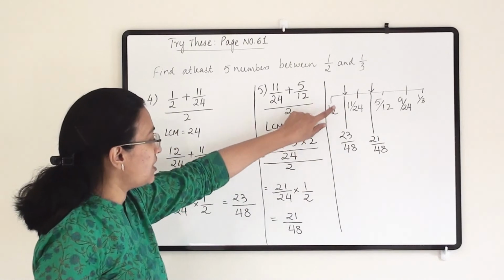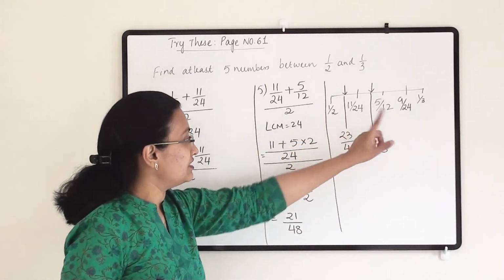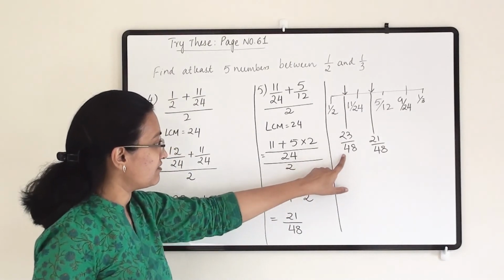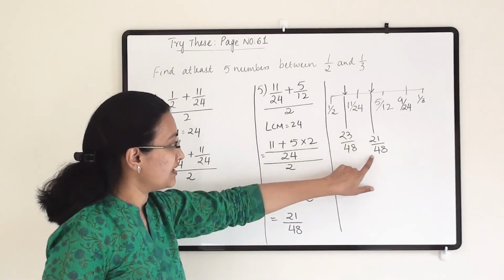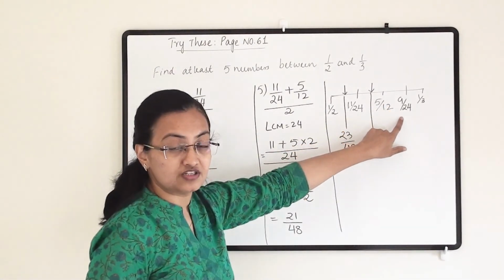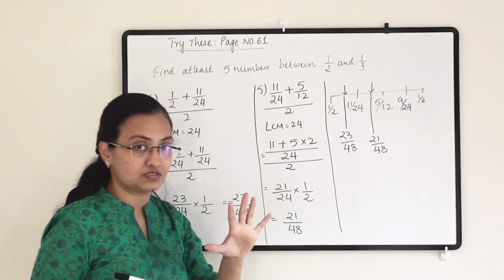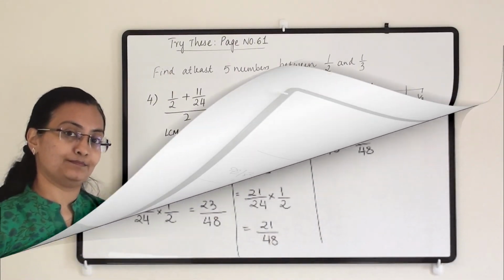So in general, the numbers we got in between 1 divided by 2 and 1 divided by 3 are 23 by 48, 11 by 24, 21 by 48, 5 by 12 and 9 by 24. These are the 5 numbers in between 1 by 2 and 1 by 3.